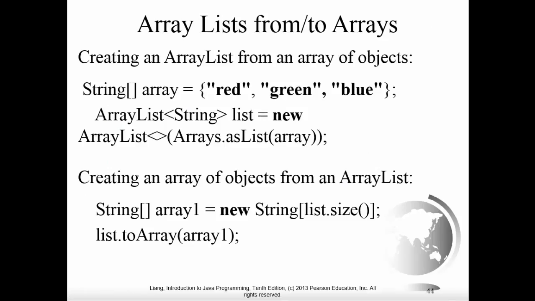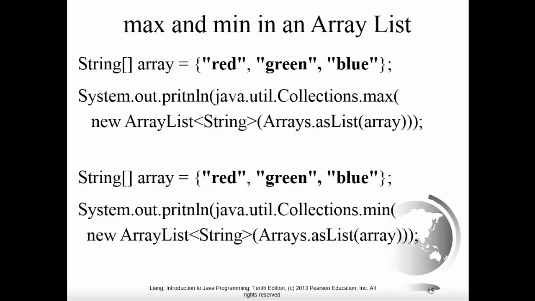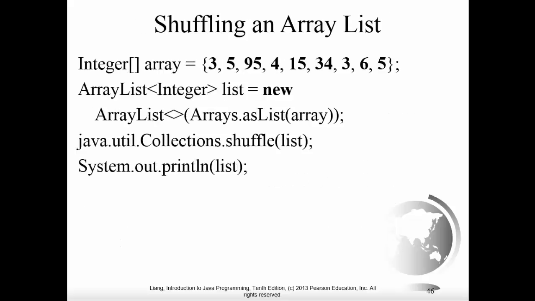We can convert things back and forth from array list to arrays. We can find out what the max and minimum values are in an array list. We can do a shuffle on an array list, which is very handy.